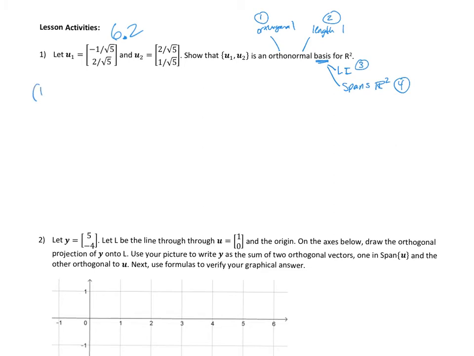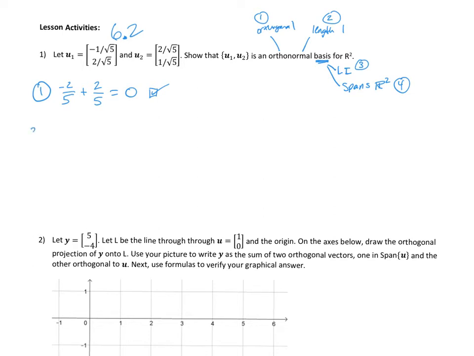Okay, so number 1, to show that they're orthogonal, we dot product them. Okay, so I'm going to get negative 1 over root 5 times 2 over root 5 is negative 2/5. And then plus 2 over root 5 times 1 over root 5 is 2/5. I get 0. That shows me that they're orthogonal. Their dot product is 0.